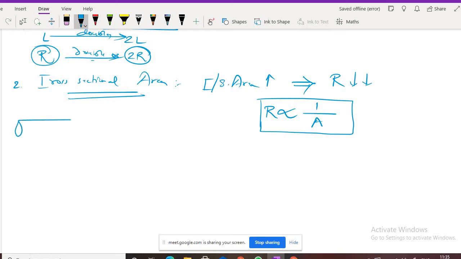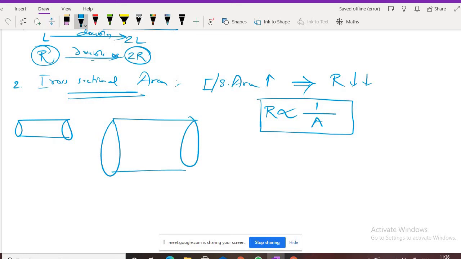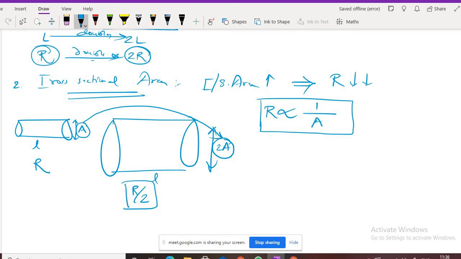Let me show you an example. Suppose this is one rod and this is another rod. This is L in length, this is also L in length, but this one has area, suppose I say A, and this area is twice A. If its resistance is R, then this resistance will be how much? As area increases, resistance decreases, so this will be R by 2. As the cross-sectional area has doubled, from A to 2A, the resistance has halved.